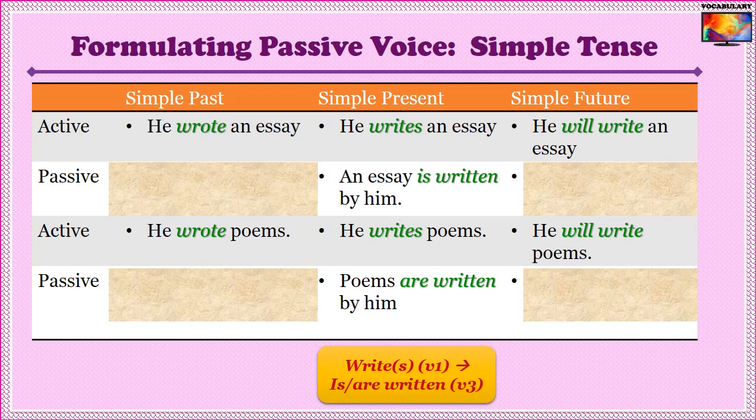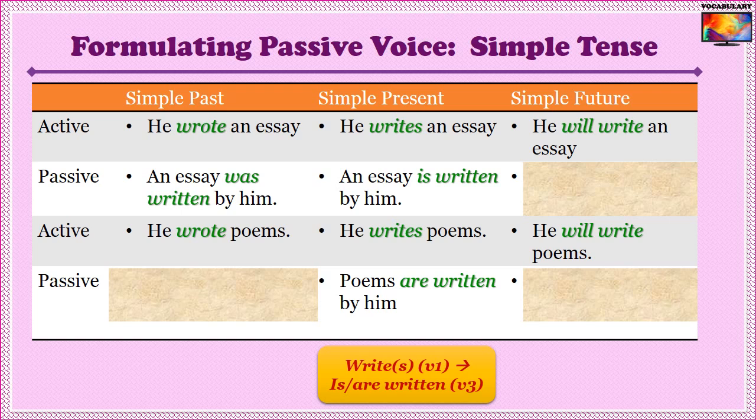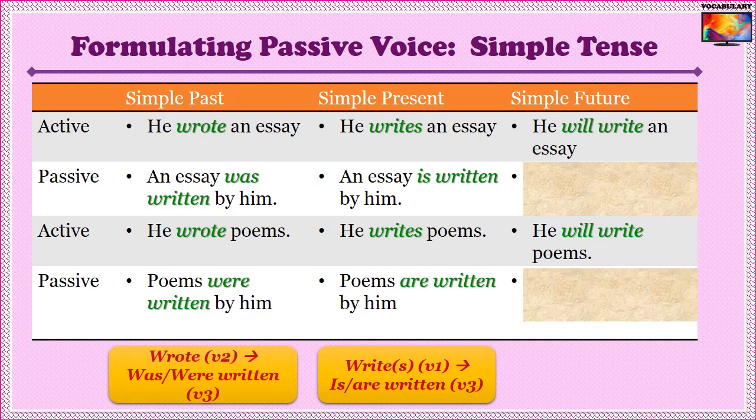Simple past tense: he wrote an essay. An essay was written by him. He wrote poems. Poems were written by him. So we see that the verb wrote is replaced by was or were written.